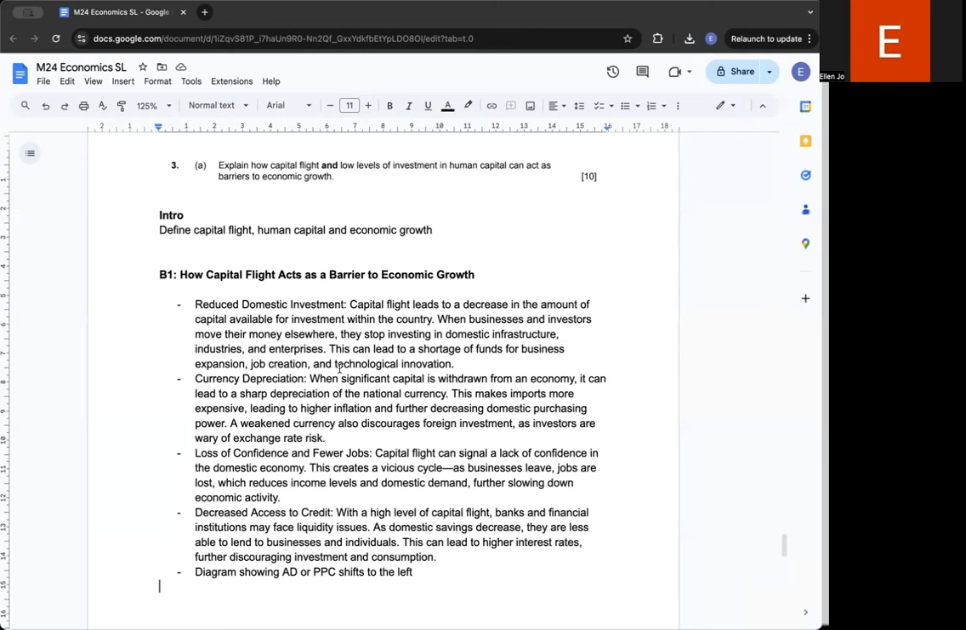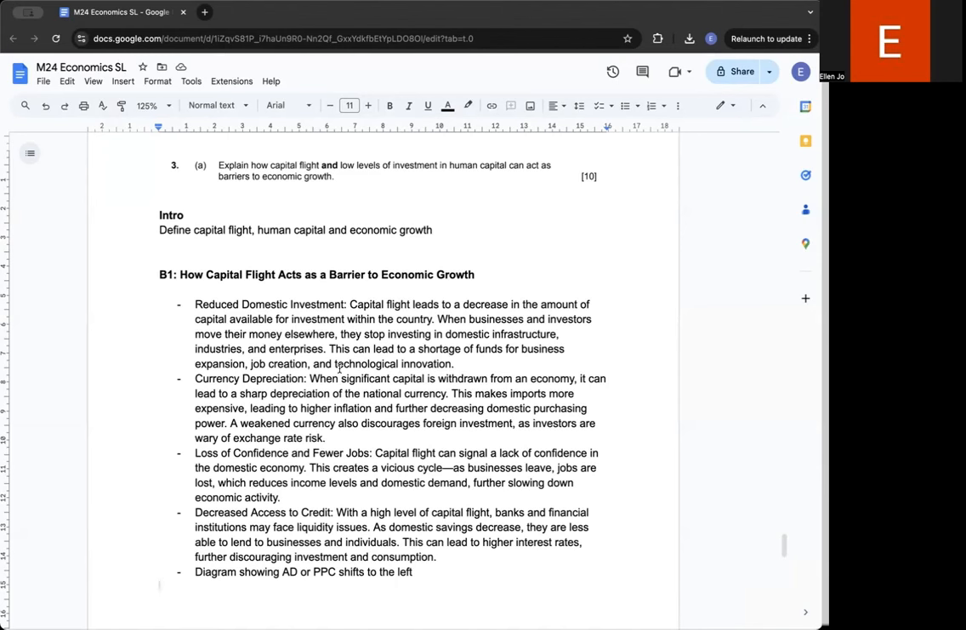Also, when significant capital is withdrawn from an economy, it can lead to a sharp depreciation of the national currency. This makes imports more expensive, leading to higher inflation and further decreasing domestic purchasing power. A weakened currency also discourages foreign investment, as investors are wary of exchange rate risk. And capital flight can signal a lack of confidence in the domestic economy.